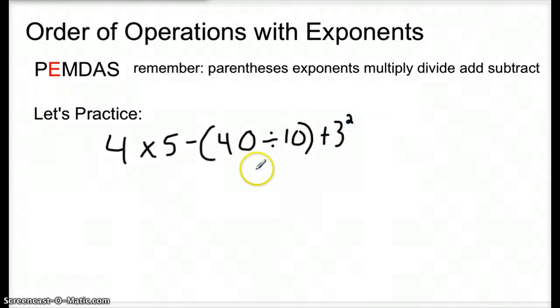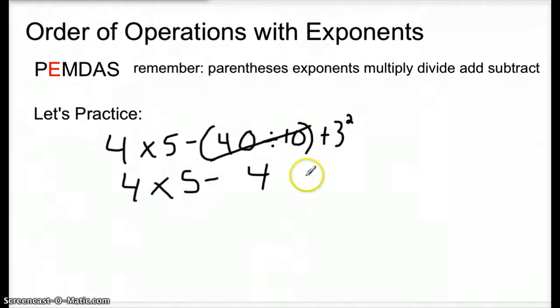First, we're going to follow our rules. We need to do what's in parentheses first. 40 divided by 10 is 4. So I can take this away. That's finished. But I need to keep 4 times 5 and my subtraction sign, as well as my addition sign and 3 squared.